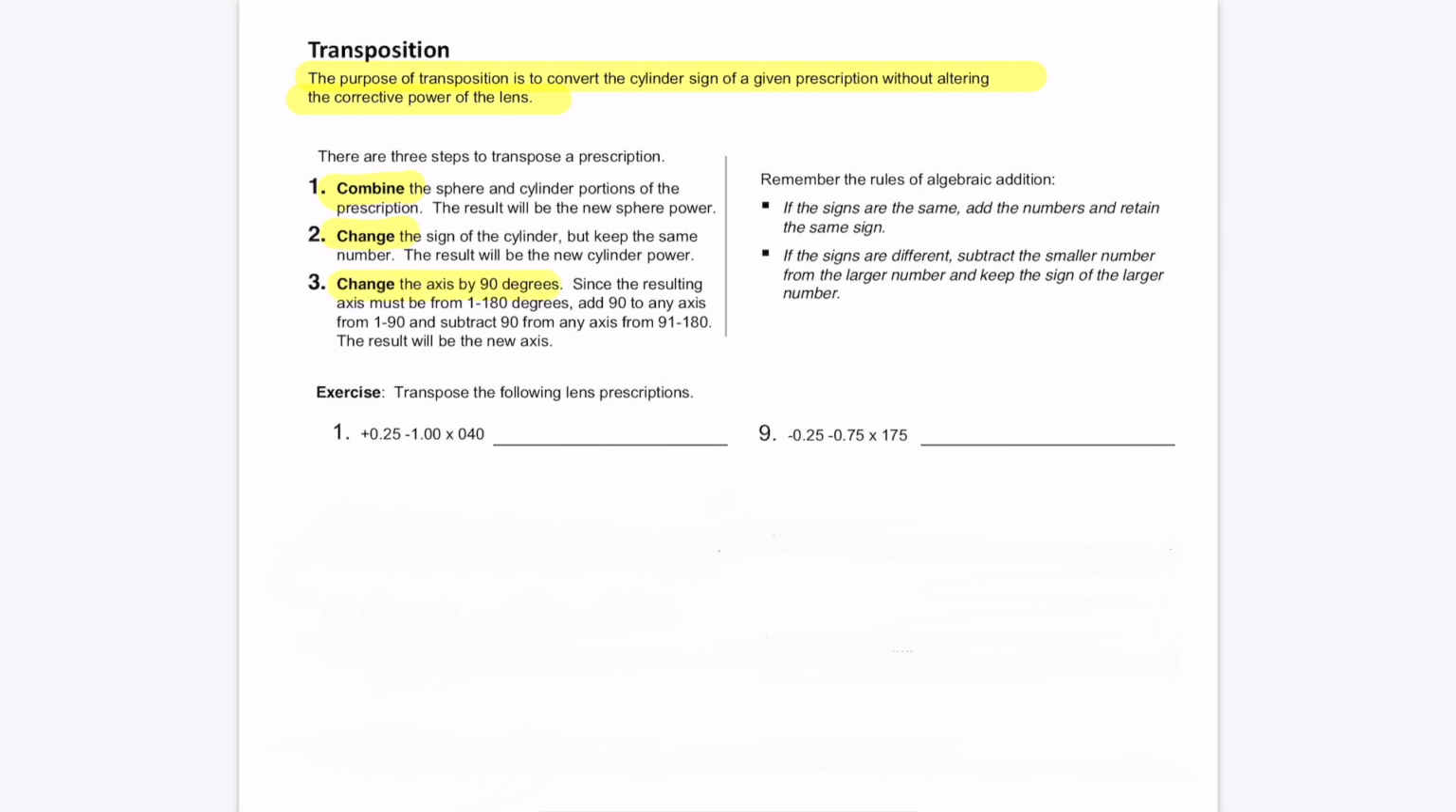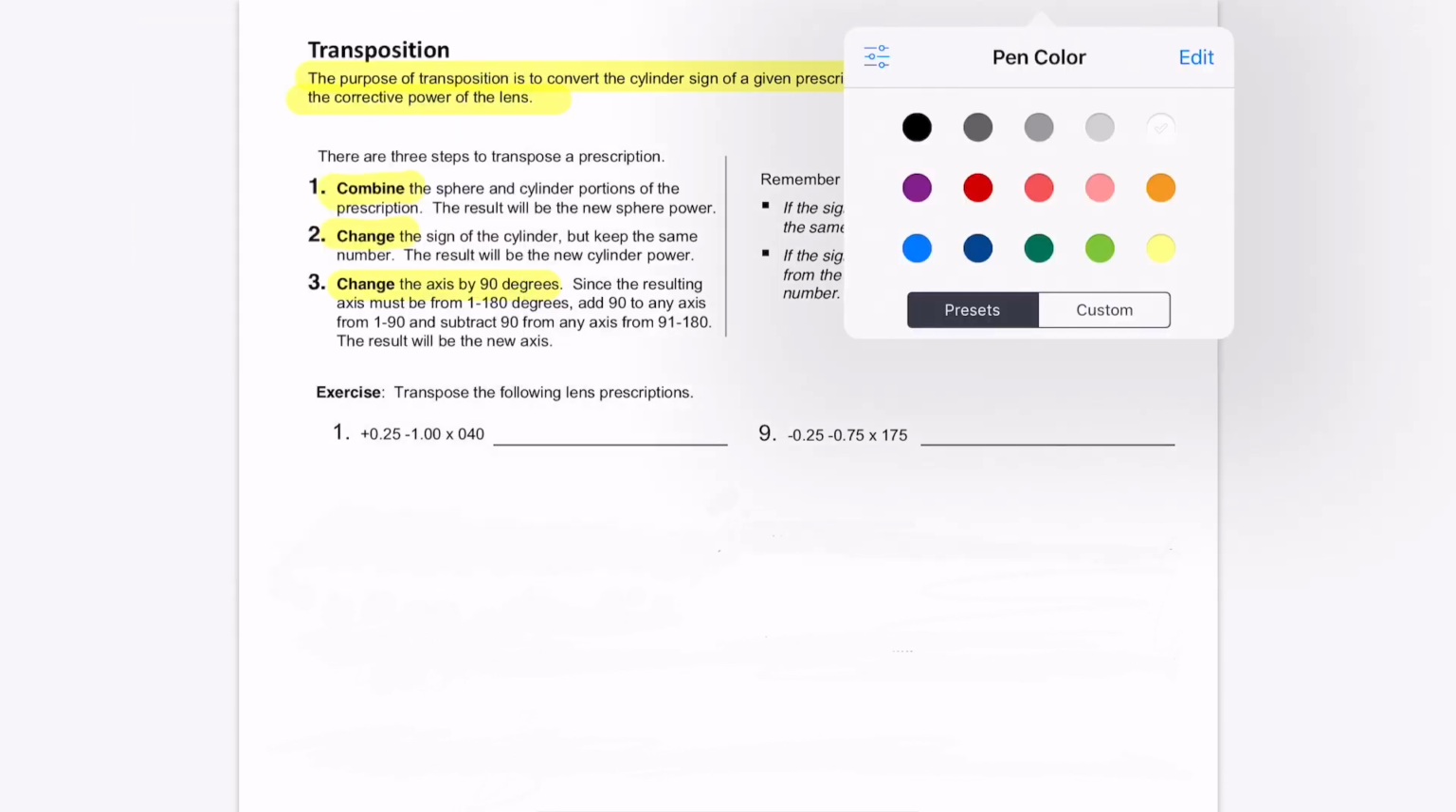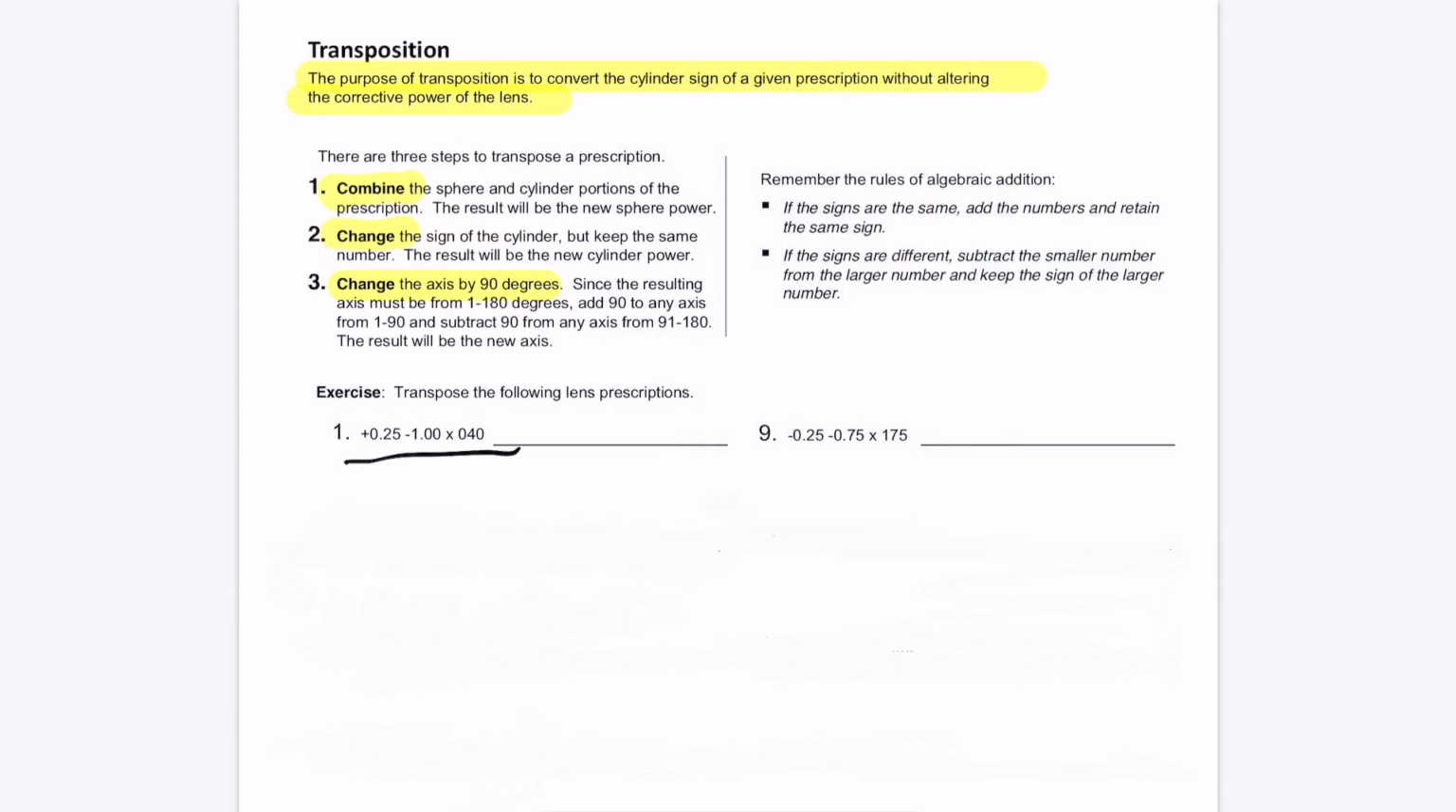So, let's see what that looks like. If we go to our example below, you'll notice that we have a plus a quarter minus 1 at axis 40. Our first step, combine the sphere and cylinder portions.